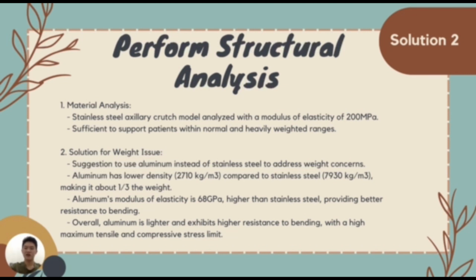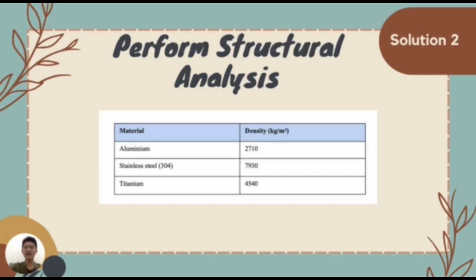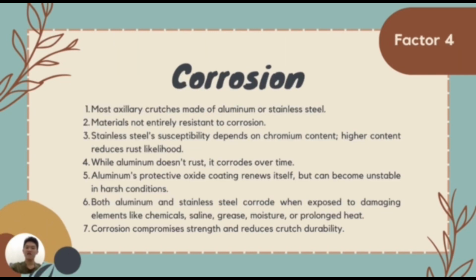The collective outcome underscores that aluminium, being lighter and possessing superior resistance to bending with a high maximum tensile and compressive stress limit, stands as a viable material choice for addressing the weight-related concerns associated. So this is the table for the material and the density. It includes the aluminium, stainless steel, and also the titanium. And the following factor is the corrosion.